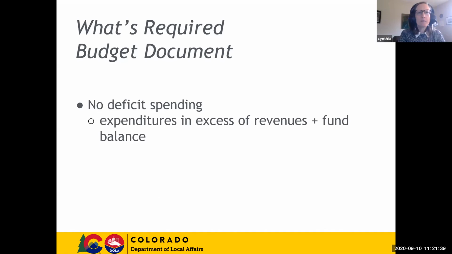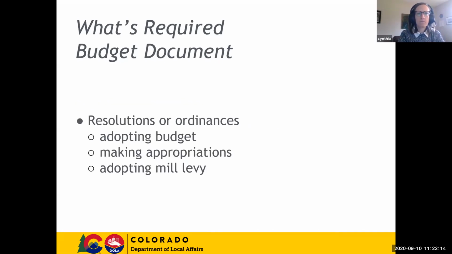Some other requirements in the budget law: no deficit spending. But one common question we get is, well, if we are using reserves this year for a big project that we've been saving up for, is that deficit spending? Expenditures in excess of revenues plus existing fund balance would not be deficit spending. Deficit spending would be if the budget plans to spend more than new revenue plus fund balance. That would be deficit spending.